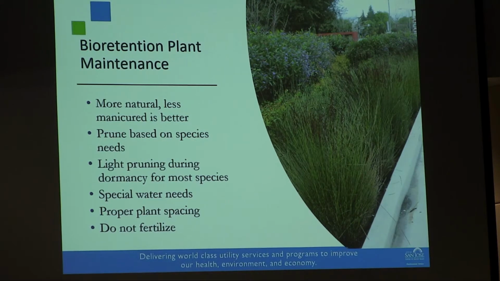So for general plant maintenance, we found that having a less manicured, more natural plant growth pattern is beneficial for these systems. If you are going to prune in these systems, you want to prune based on plant needs and functionality of the system. Some light pruning or deadheading can be done and is usually beneficial for a lot of these species. But a lot of these species also self-mulch, and that added mulch into our system and nutrients being cycled back into the system is beneficial.